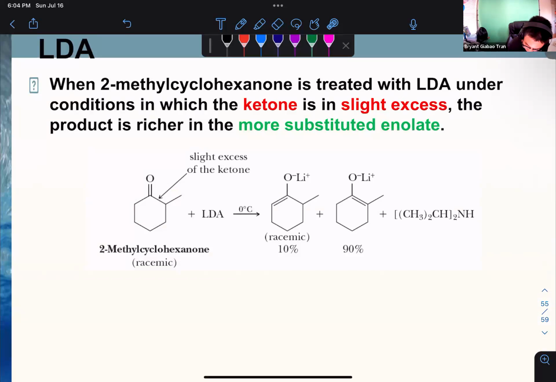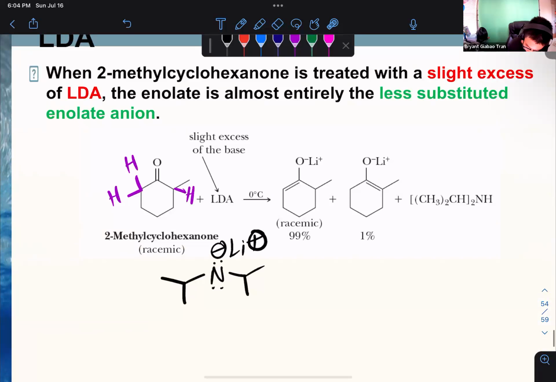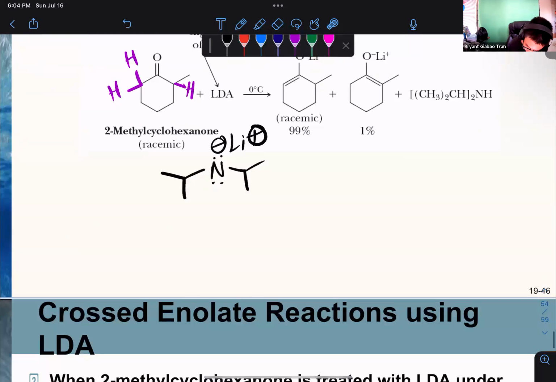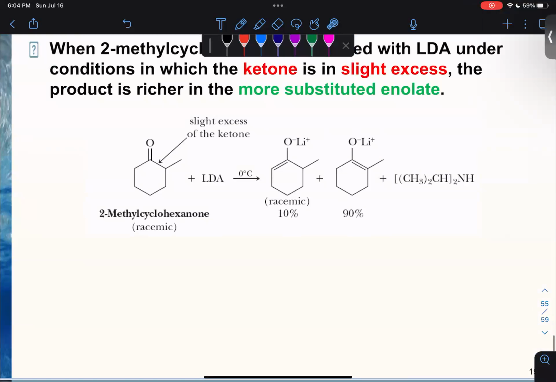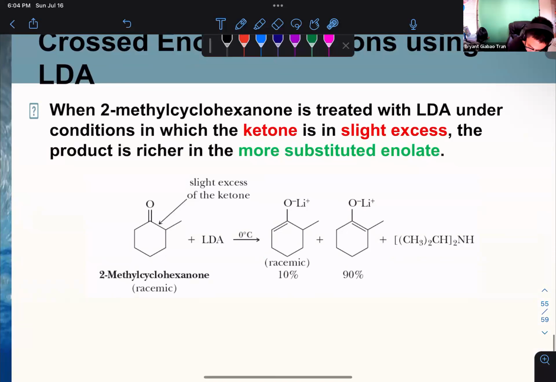And if you have excess of the ketone, right, then your major product would actually be the more stable double bond. Why? Because think of it like you have less base. That less base will, let's see, in the conditions, with the ketone in slight excess, give more selectivity.